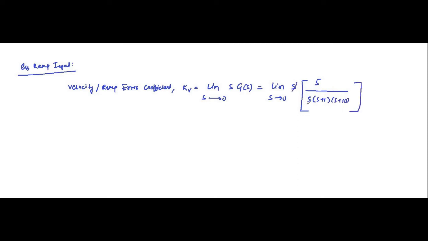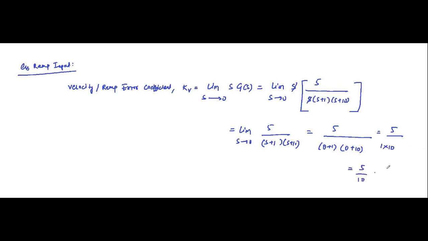So s and s get cancelled, so it is simply limit s tends to 0 of 5 by (s plus 1) into (s plus 10). We'll substitute 0 here, so it is 5 by (0 plus 1) into (0 plus 10). So it is equal to 5 by 1 into 10, which is equal to 5 by 10, which is equal to 1 by 2, which is equal to 0.5. So here the velocity error coefficient Kv is equal to 0.5.